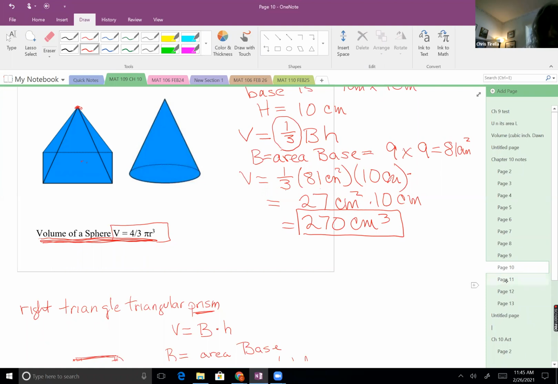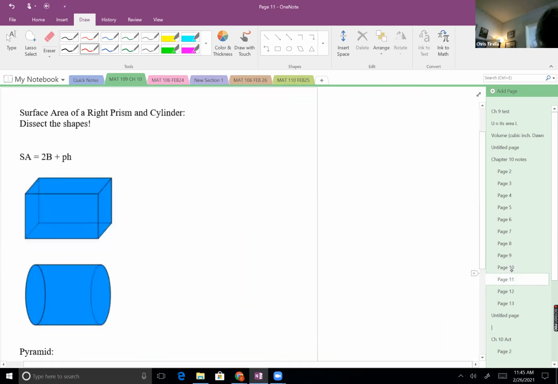Then, next thing that we look at is the idea of the surface area. We're looking at the surface area of a right prism or a cylinder. And if you wanted to, you could find the area of all the faces and add. Or we can use this generalized formula.